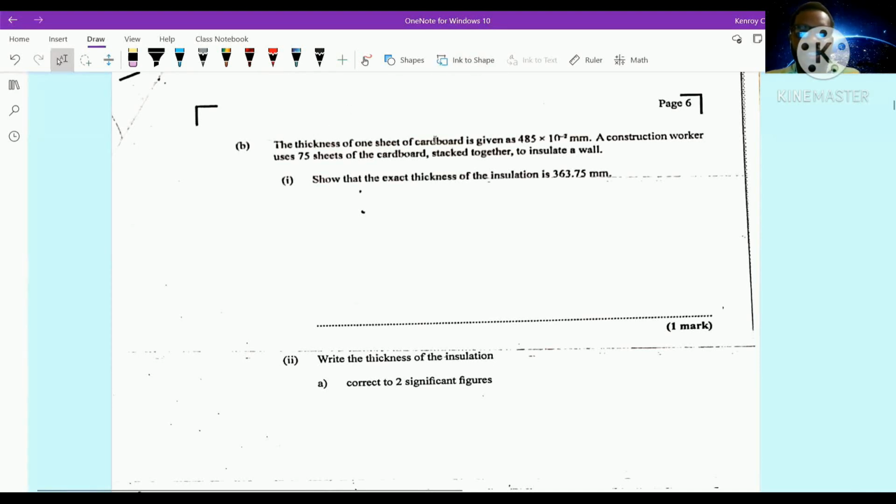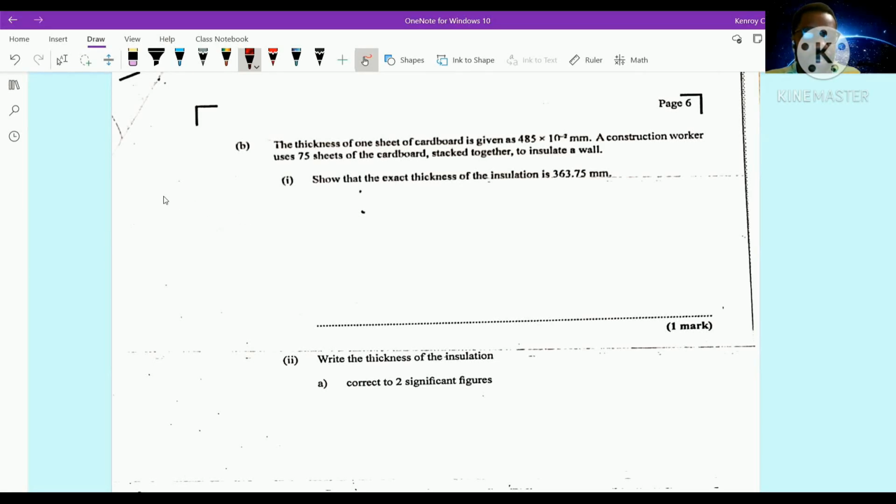It says the thickness of a sheet of cardboard is given as 485 multiplied by 10 to the minus 2 millimeter. A construction worker uses 75 sheets of the cardboard stacked together to insulate a wall. Show that the exact thickness of the insulator is 363.75 millimeter. Now, the first thing we need to recognize here is that this is actually written in standard form, 485 times 10 to the minus 2. That's written in standard form. All right, as it is, there's no problem with it because I can put it in the calculator like that. But it's to understand the question.